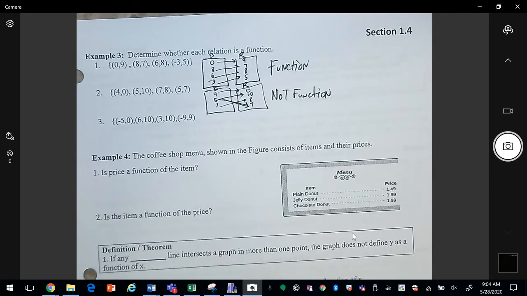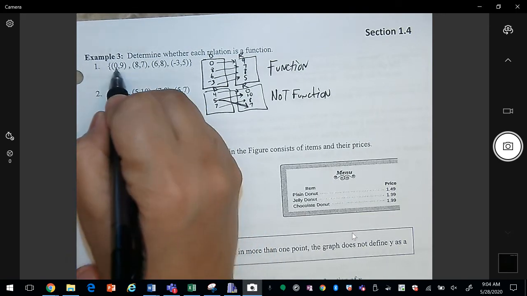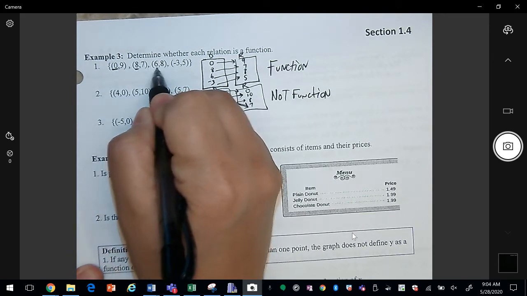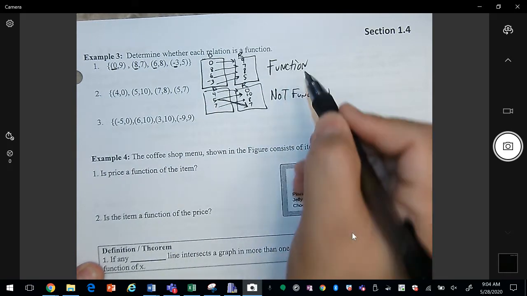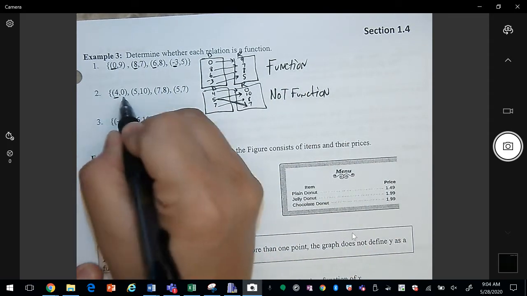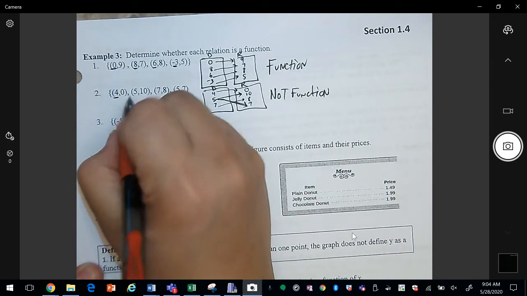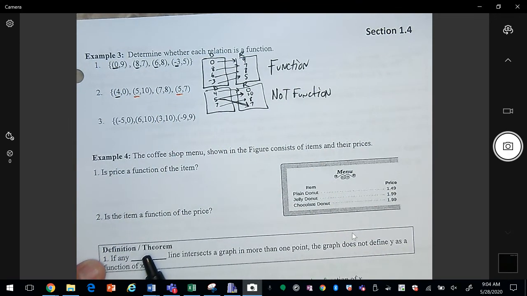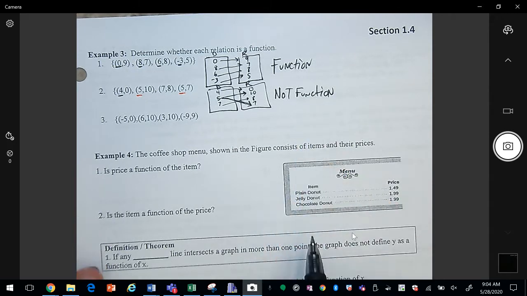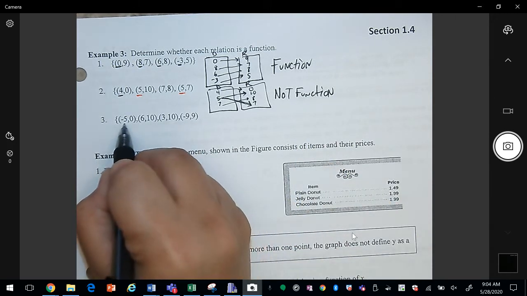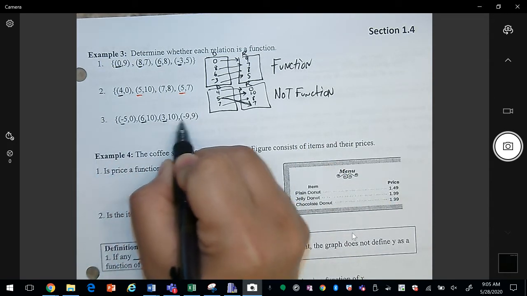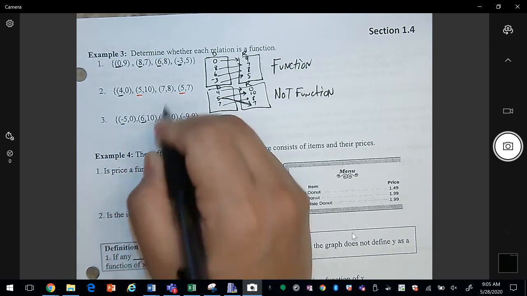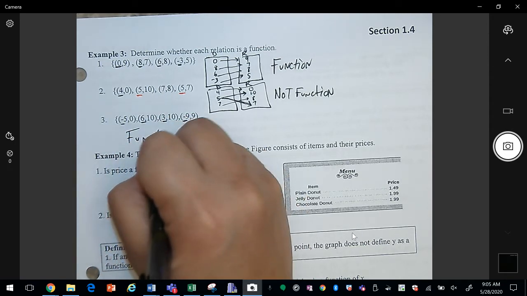So a shortcut that you can think about here is, notice in our domain here, the first components were all different and it was a function. Over here, for 5, notice that 5 appears twice. So if a number is repeated, it's not going to be a function. So let's look at this one. We have -5, 6, 3, and -9, all different. So that's going to make it a function.